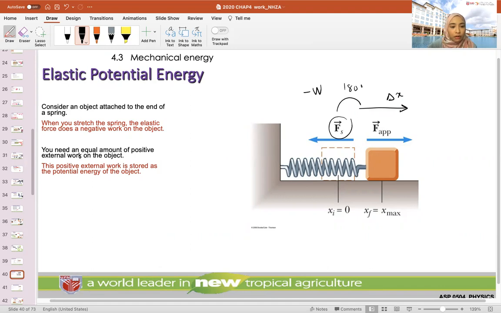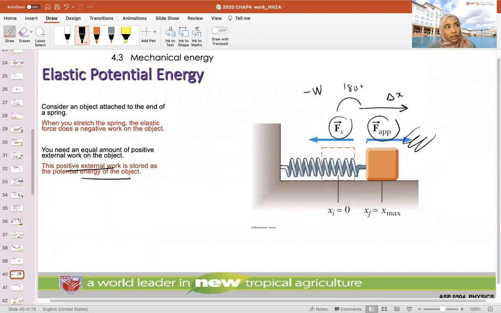You need an equal amount of positive external work on the object. So this is known as F applied. So when F applied is to the right and your extension is also to the right, you are doing positive external work that is stored as potential energy of the object. So this is where potential energy comes from. It is from the F applied that you put on the spring to stretch it ataupun to compress it. That energy that you give, you are giving that energy to the spring, disimpan. Dia ambil energi yang korang pakai untuk tolak ataupun tarik tu and it stores it in the spring in the form of elastic potential energy.